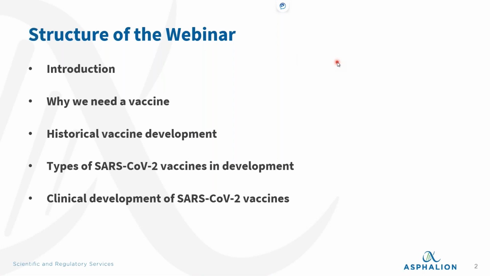Just to give you an overview of the topics that we're going to cover today, firstly, we'll start with an introduction, and then we'll talk about why we need a vaccine, and after that we'll talk a little bit about historical vaccine development, and then we'll move on to the main part of the webinar today, which is to explain to you a little bit about the types of SARS-CoV-2 vaccines in development. And then to close the webinar, we'll talk about the clinical development of SARS-CoV-2 vaccines.